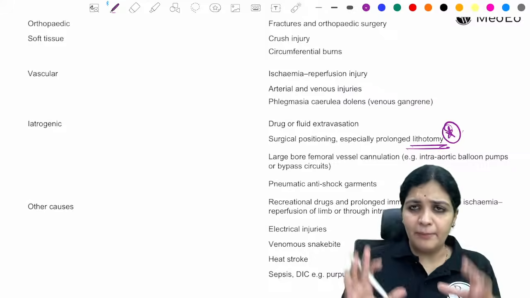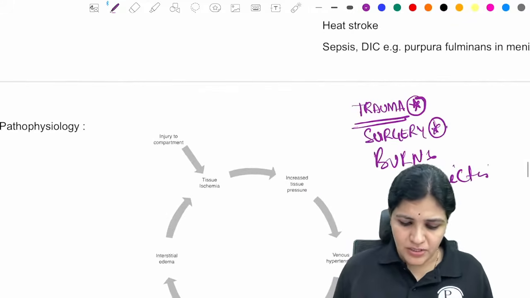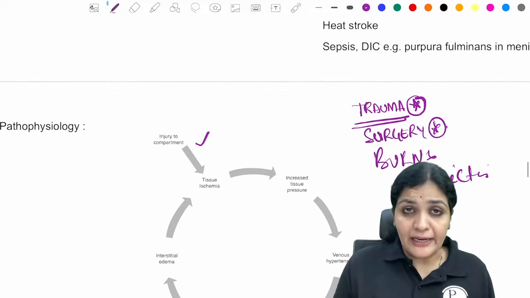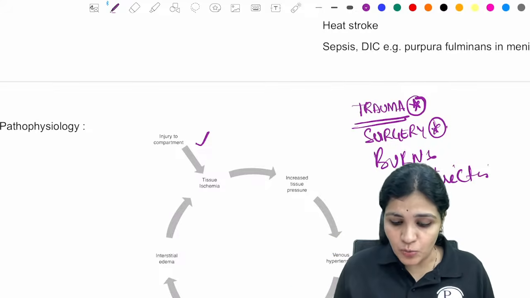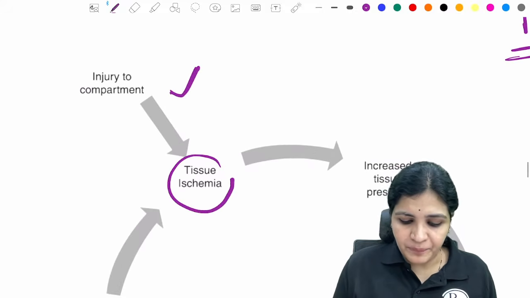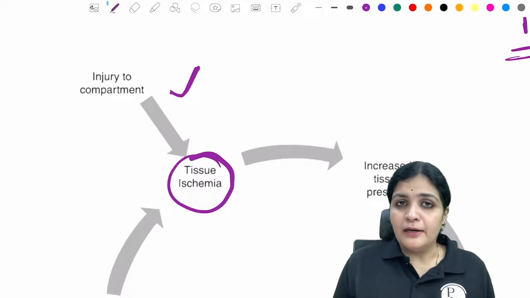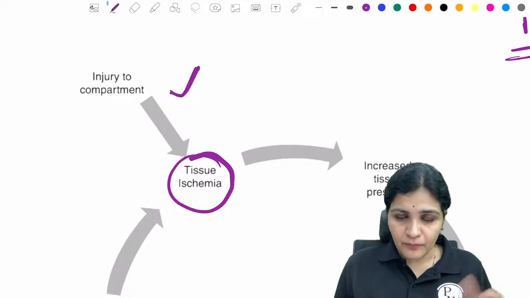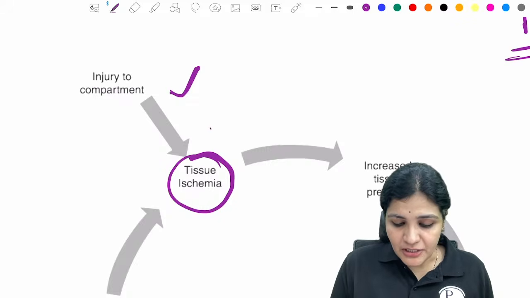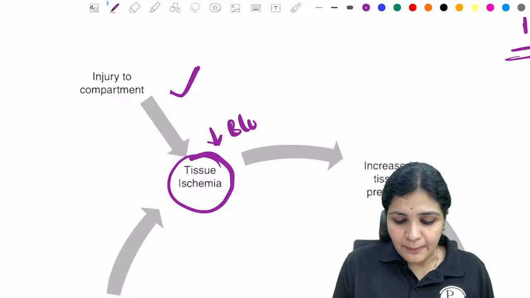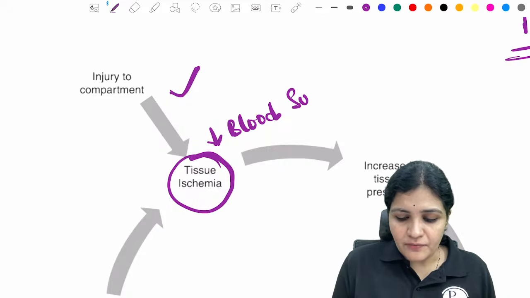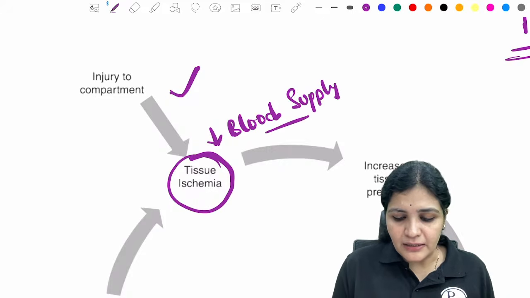But whatever the cause might be, the damage or injury to the compartment is through tissue ischemia. That means what happens? Here there is some irritation, and because of this irritation there is a decrease in the blood supply. Ischemia is nothing but a decrease in the blood supply because of that irritation.